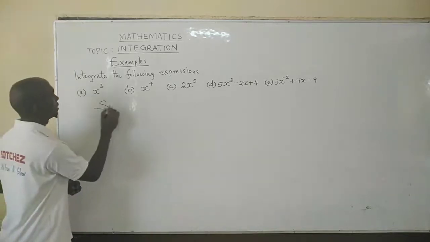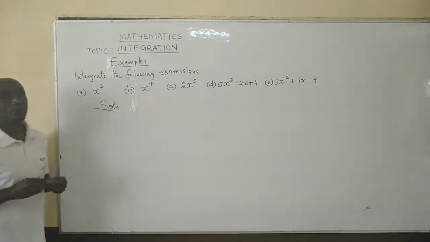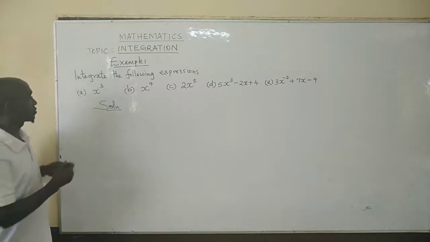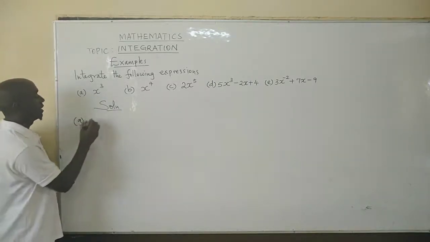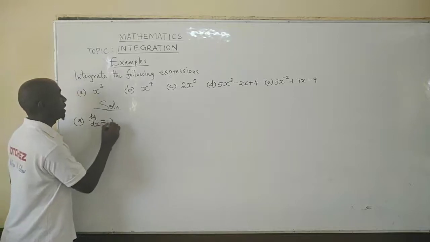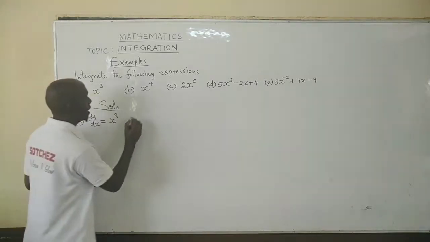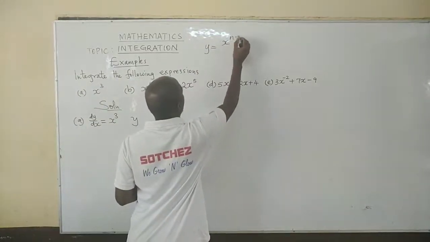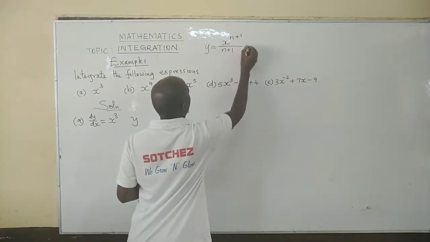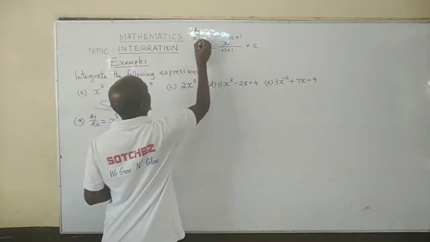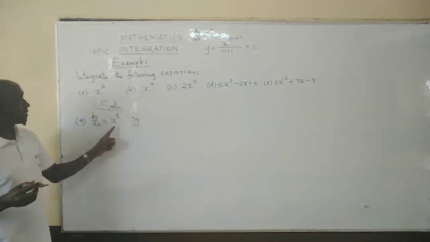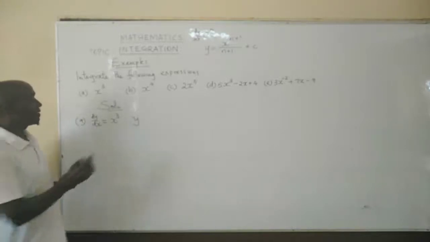Let us try to integrate those expressions. If you are integrating, it is like this is dy dx, so you are looking for y. So for the first one, let our dy dx be x power 3. Therefore, what is y? Don't forget the formula. Y is x raised to power n plus 1 over n plus 1 plus a constant c, for dy dx equal to x power n. That is the formula.